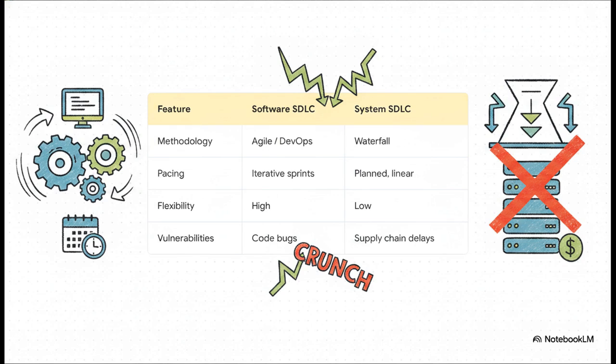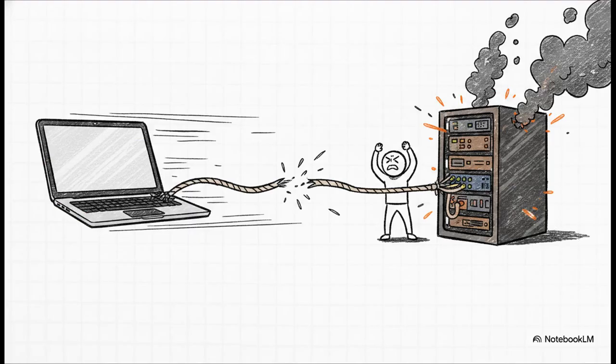Why? Well, because system development involves massive, inflexible sunk CapEx costs. You simply cannot undo a $500,000 physical server purchase just because you changed your mind mid-sprint. This mismatch creates some massive vulnerabilities. Your agile software teams might finish their work incredibly fast, only to end up sitting idle, waiting months for hardware procurement and supply chains to catch up.